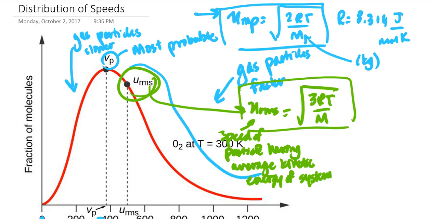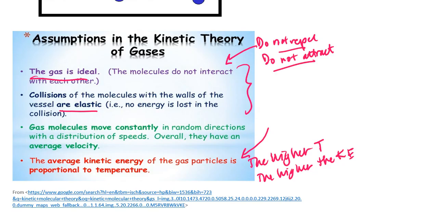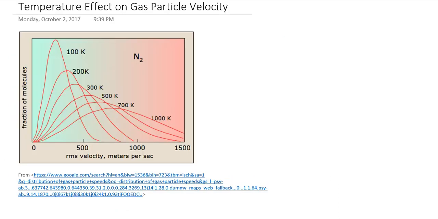Now, if you notice, this particular figure was actually created for oxygen at 300 Kelvin. Now, the reason it's necessary to actually specify the temperature is that there is a temperature effect on the distribution of gas particle speeds. And mostly this is because, as we said earlier in the postulates of the kinetic molecular theory, essentially the average kinetic energy of gas particles is proportional to temperature. And that's a direct proportionality. So basically, the greater the temperature, then the greater the kinetic energy.